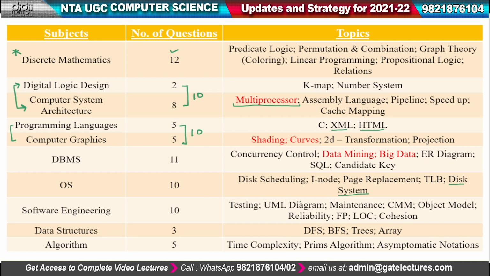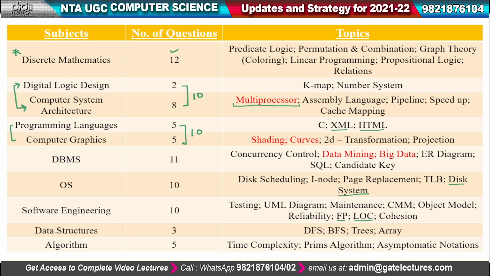Software engineering questions were expected. Testing, one of the most important topics from software engineering. Cohesion, UML diagram. Students basically don't expect questions from UML diagram, but it came. Okay, maintenance very easy. CMM another important topic. Reliability, function point. A question comes from function point and LOC. And the LOC question was a little twisted, but if you read carefully and solved carefully, the question would have been very easy.